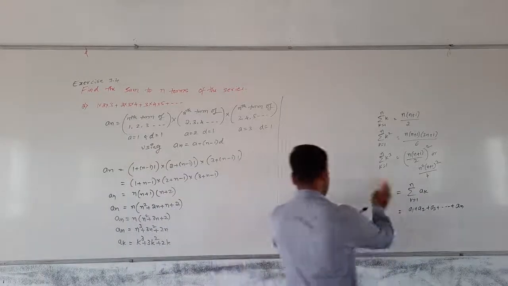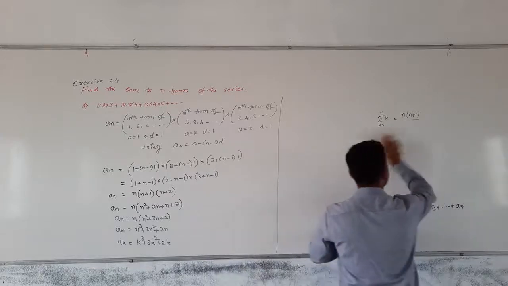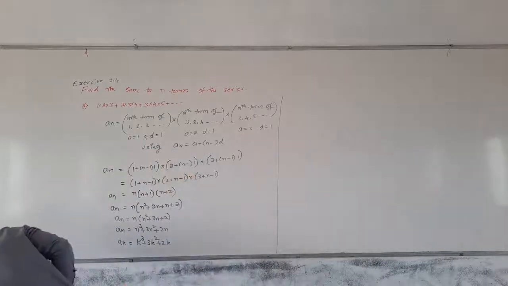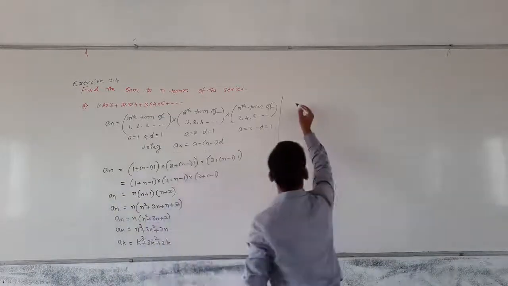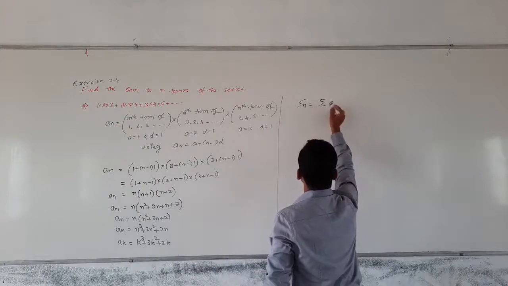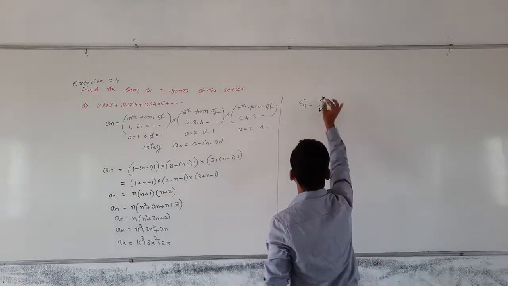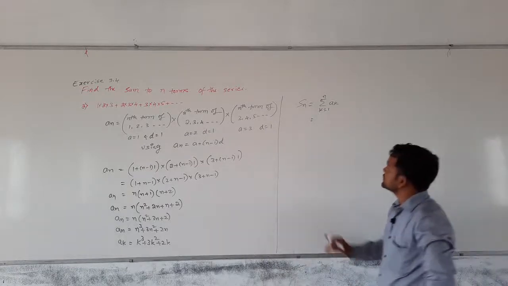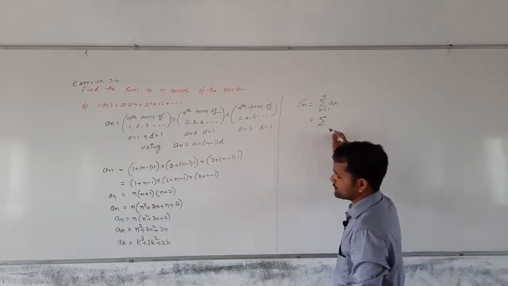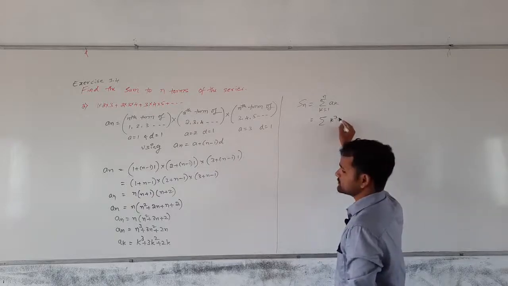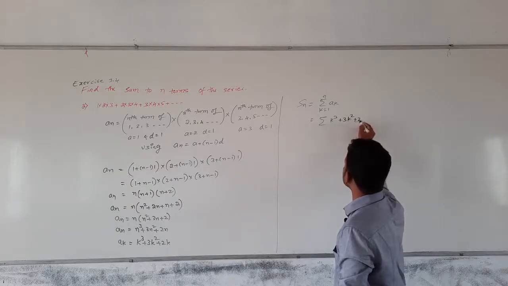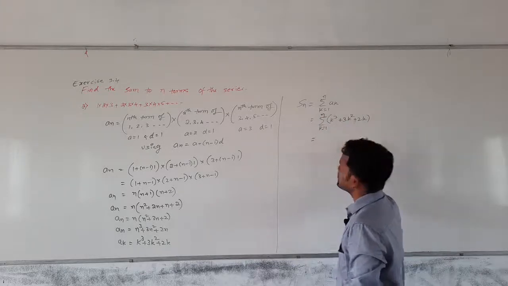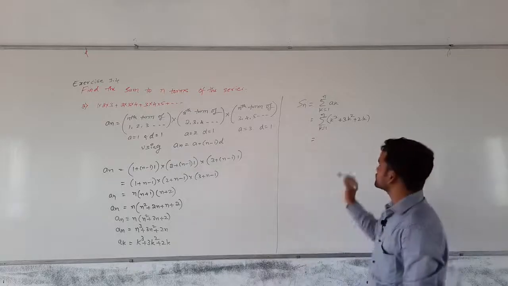Sn is equal to, we have the formula in case of special series. Sn is equal to summation of ak, where k varies from 1 to n. This one we know already. Now you put ak: summation of ak is k cube plus 3k square plus 2k, where k varies from 1 to n. You can take the summation for each term separately.